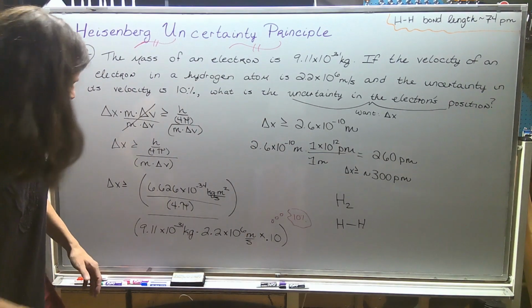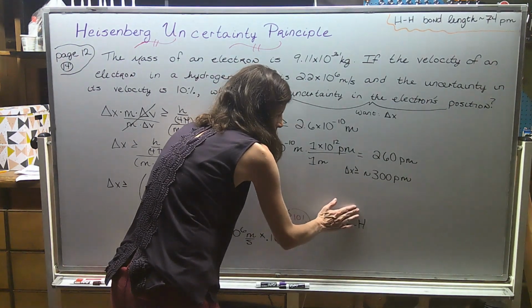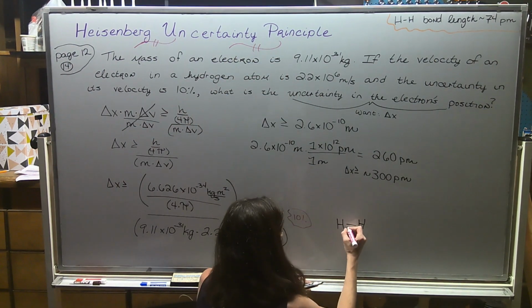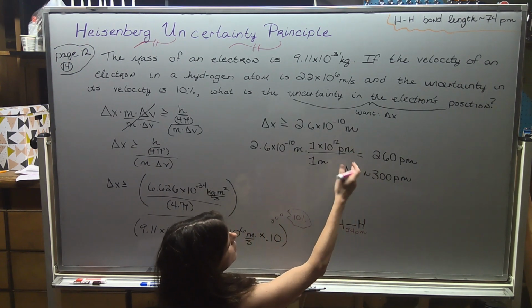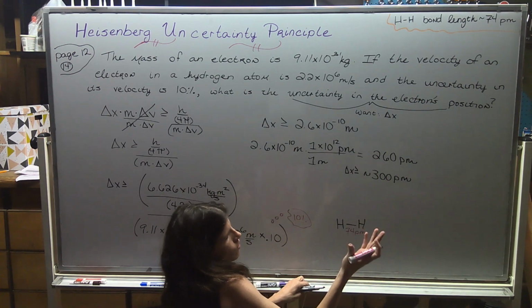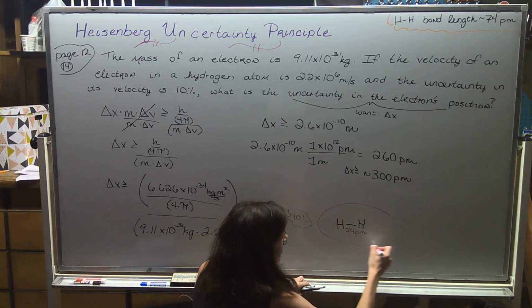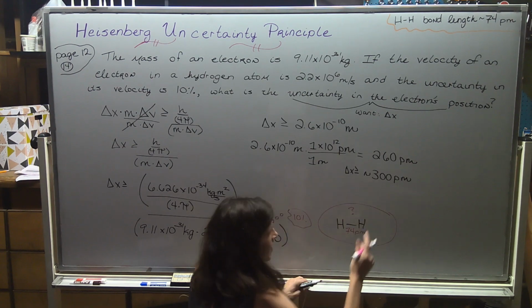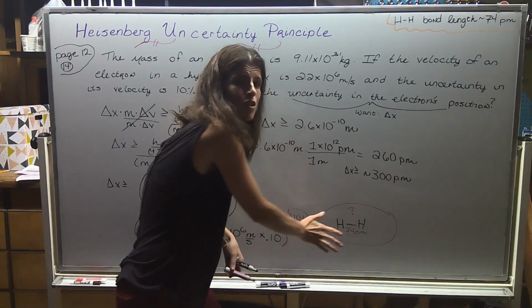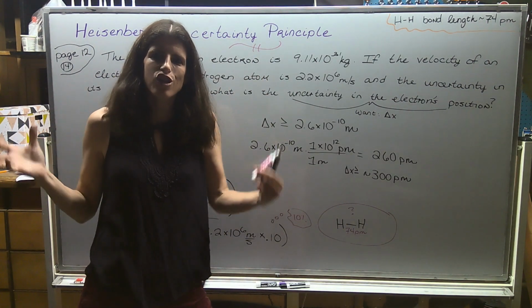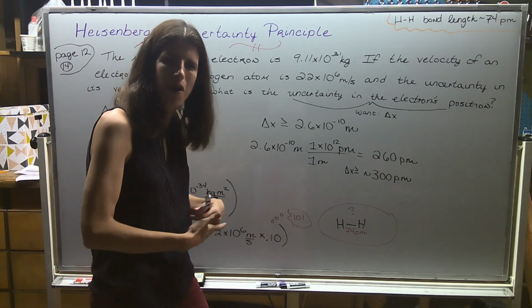So think about that, right? If this distance is 74 picometers, and the uncertainty is around 300 picometers, then the electron, right, we don't know where it is. It could be anywhere in this huge area. The uncertainty is larger than the distance between two hydrogen bonds.